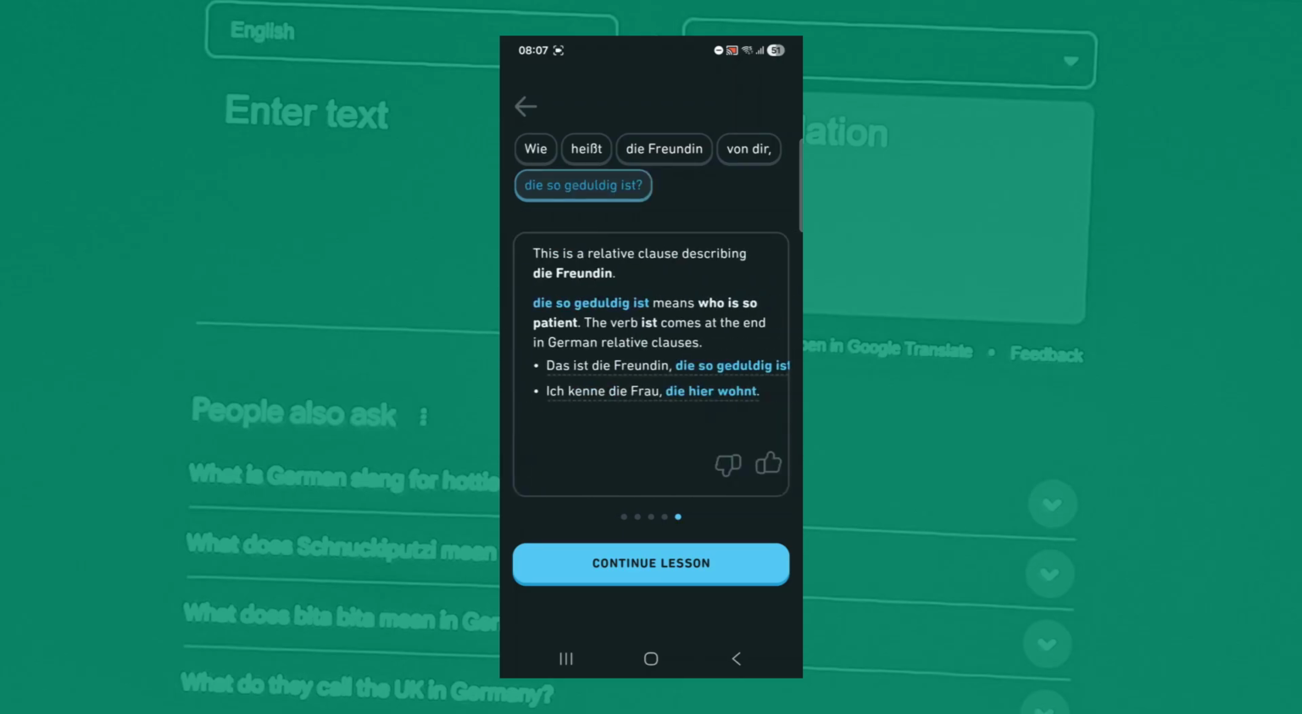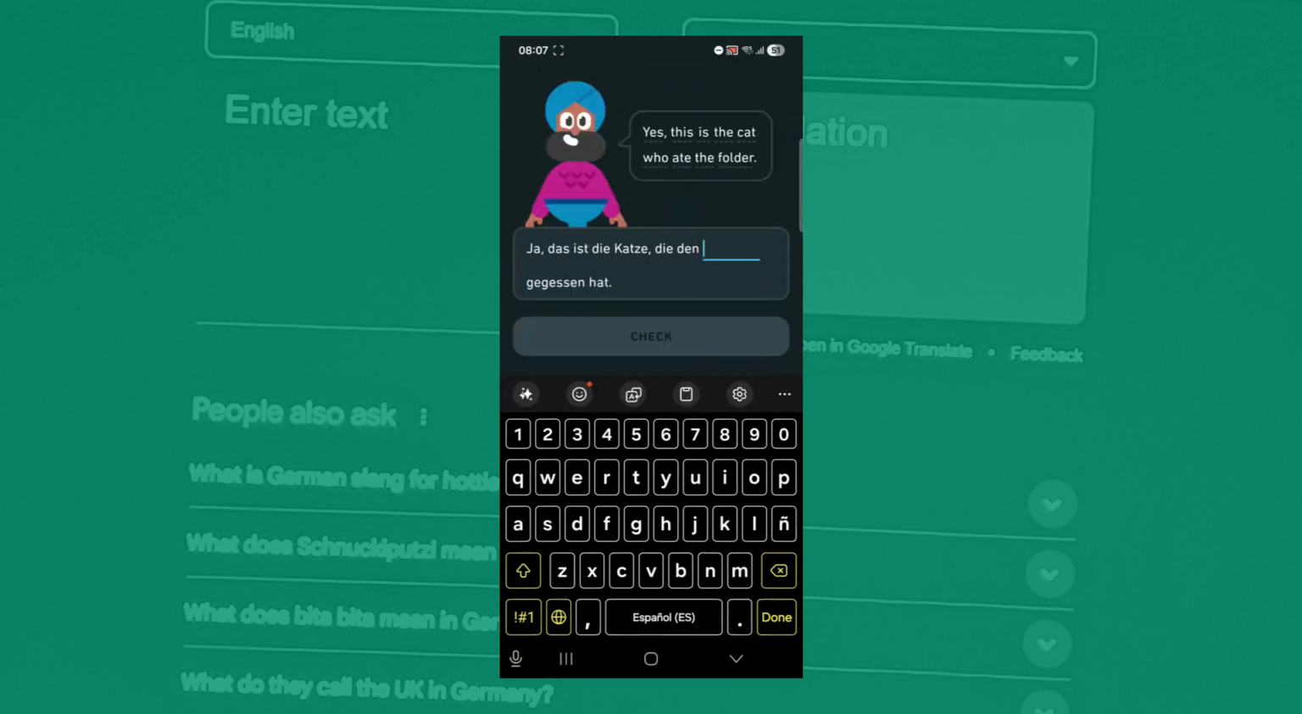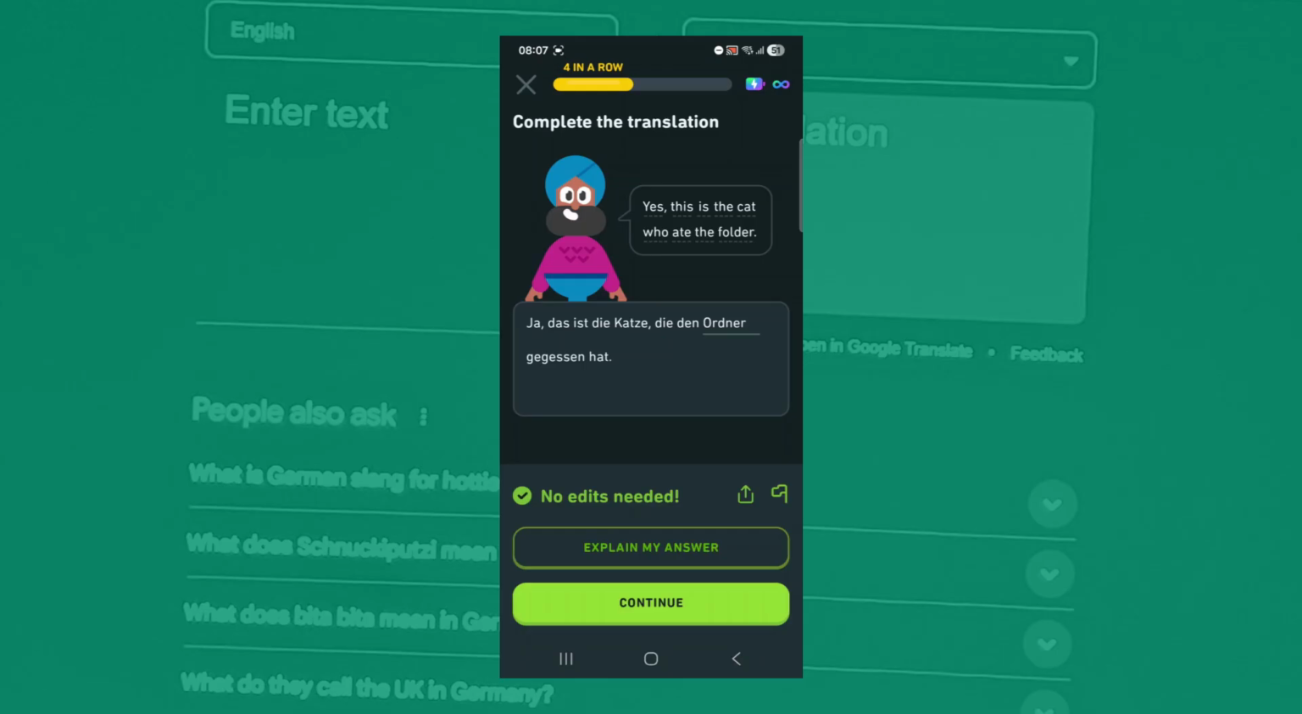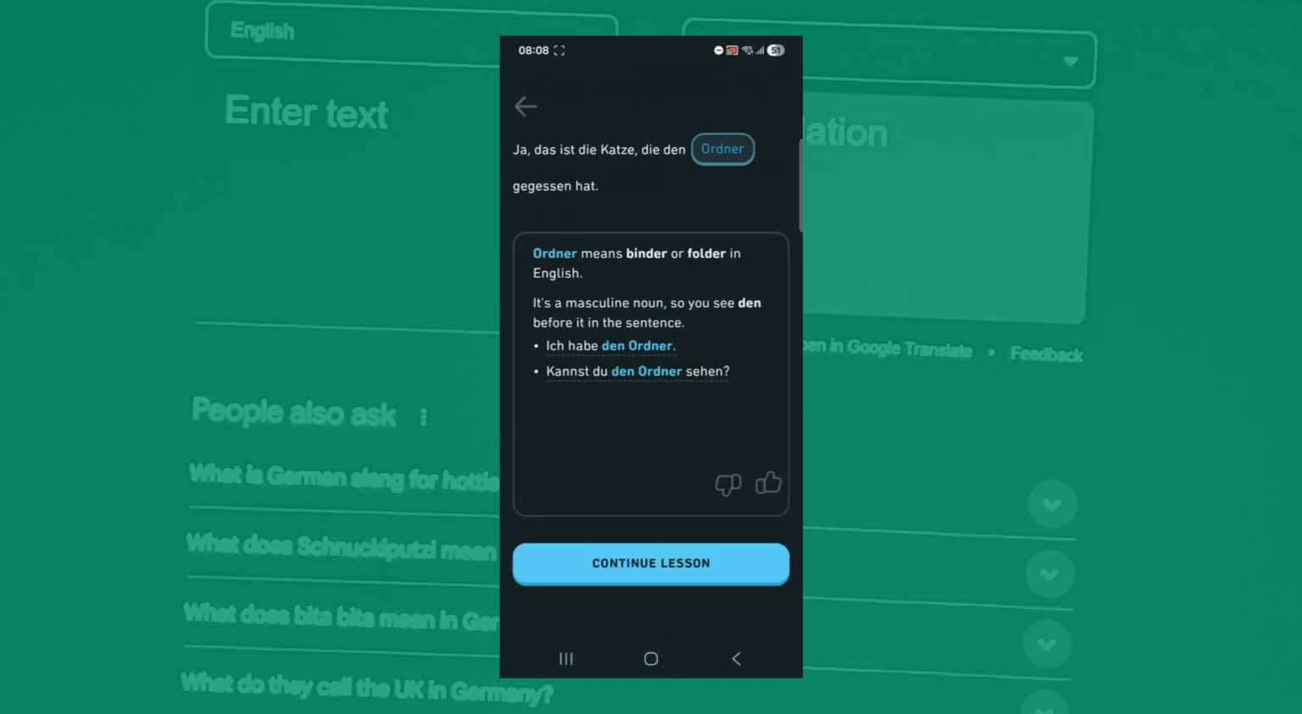I know I've seen geduldig before, but I don't really remember it. So we're writing it down. Can't remember what folder is. So I'm going to look to see what it's... masculine. Okay, so it's der Ordner.